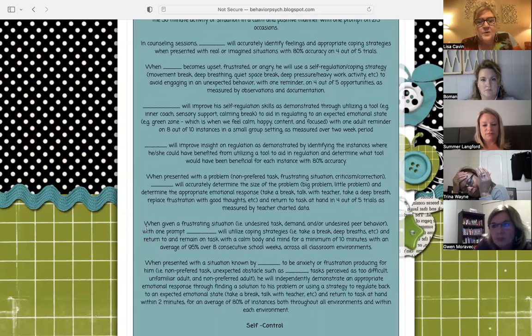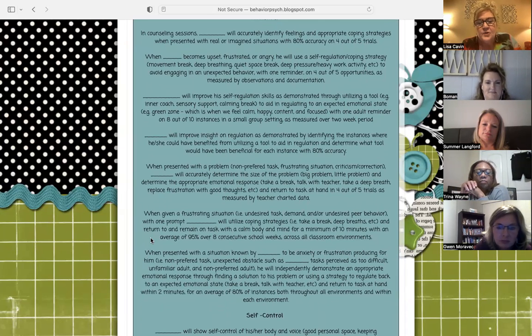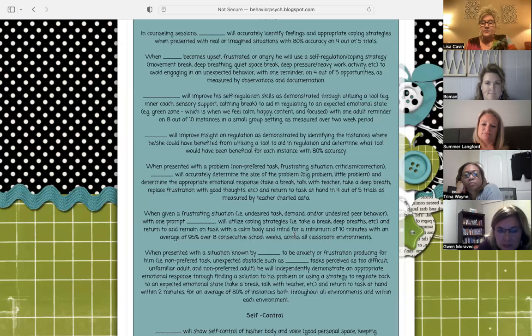Here's an interesting one. When given a frustrating situation, and then they have a couple of examples, an undesired task, a demand, and or undesired peer behavior. With one prompt, the student will utilize coping strategies, and then there are some examples: take a deep breath, take a break, deep breaths, etc., and return to and remain on task with a calm body and mind for a minimum of 10 minutes with an average of 95% over 8 consecutive school weeks across all classroom environments. Now, to me, as I read that one, that seems kind of hard to manage, to document.